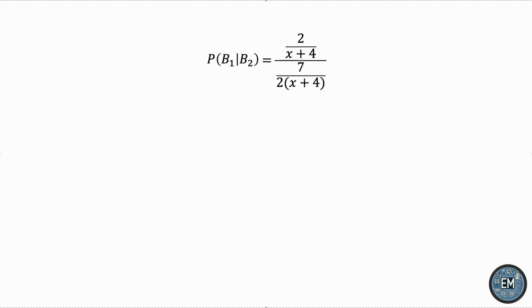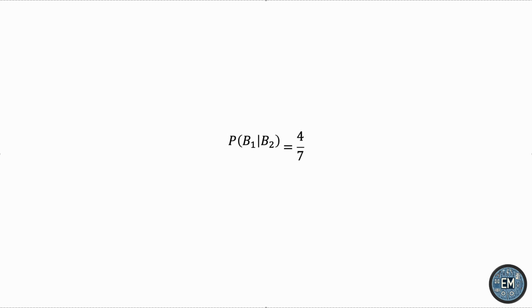We can see that the X plus 4 cancels out, and the solution ends up being 4 over 7, which is approximately 57.14%. So that's it. The probability that the child born on day 1 was a boy, given that the statistician selected a boy on day 2, is 4 over 7.